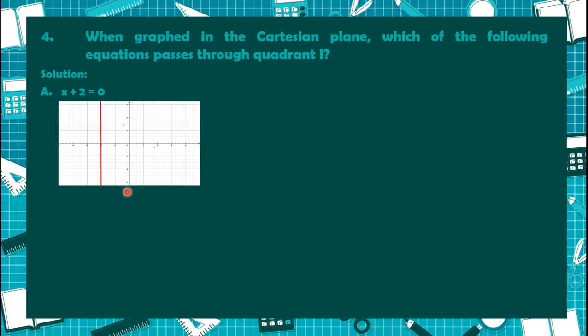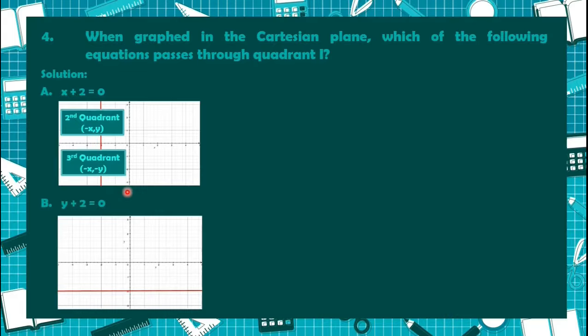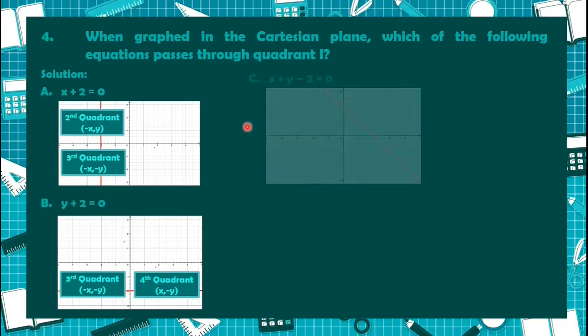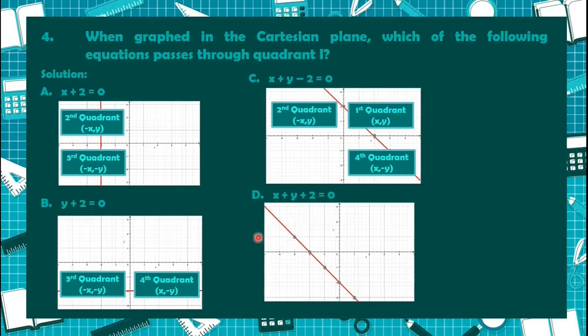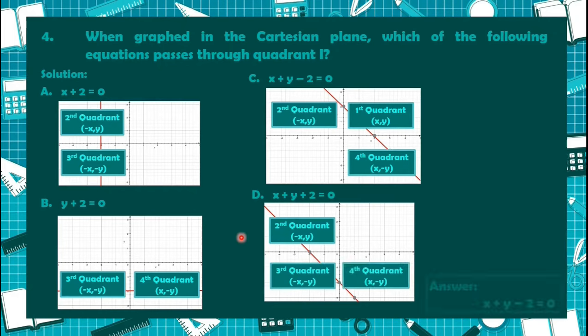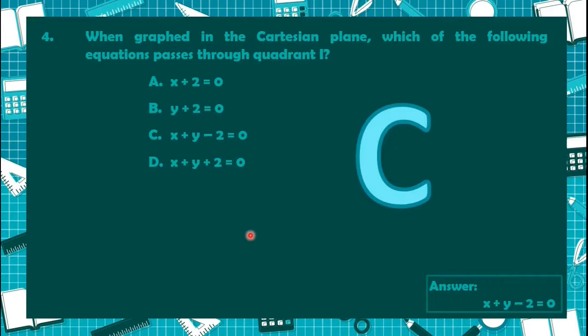So this is the graph of our option A. The graph passes through quadrant 2 and quadrant 3. For our option B, the graph passes through the third quadrant and fourth quadrant. And for our option C, the graph passes through quadrant 1, quadrant 2, and quadrant 4. And for our option D, the graph passes through the second quadrant, third quadrant, and fourth quadrant. So our answer is letter C, x plus y minus 2 equals 0, because the graph passes through quadrant 1. So for this item, our final answer is letter C.